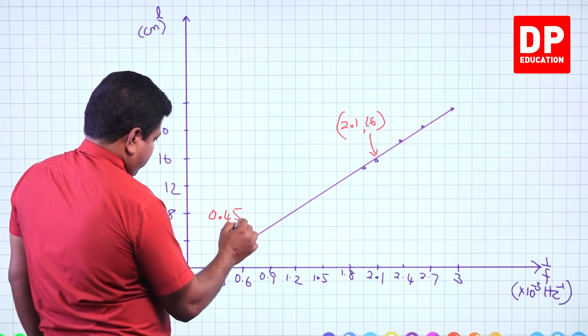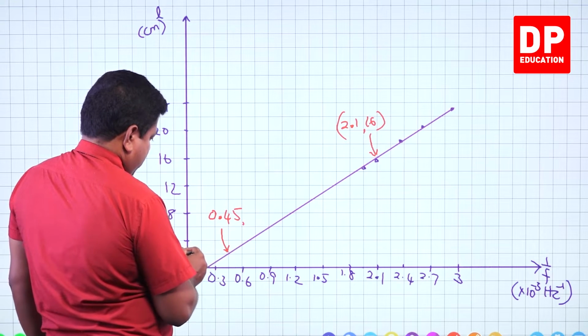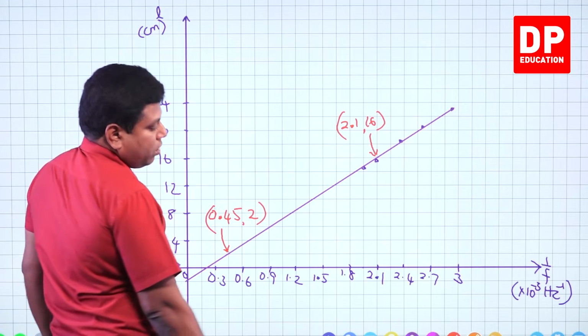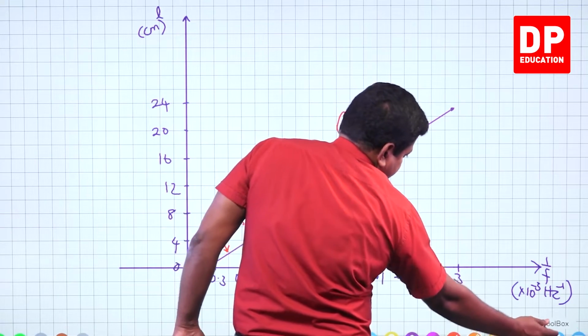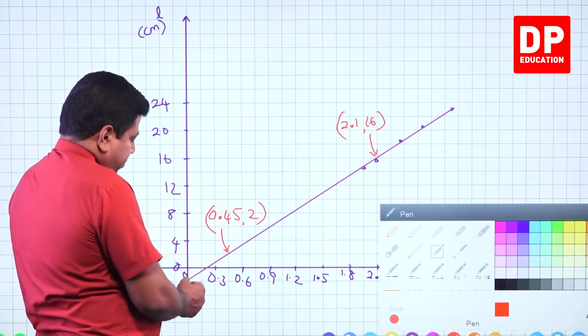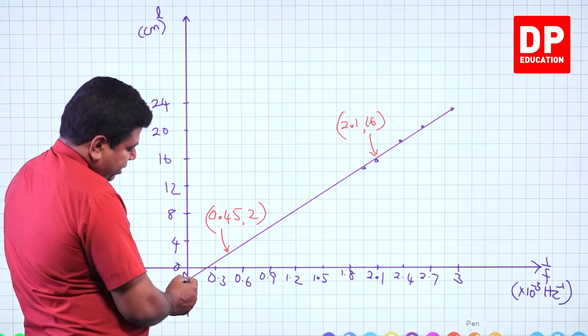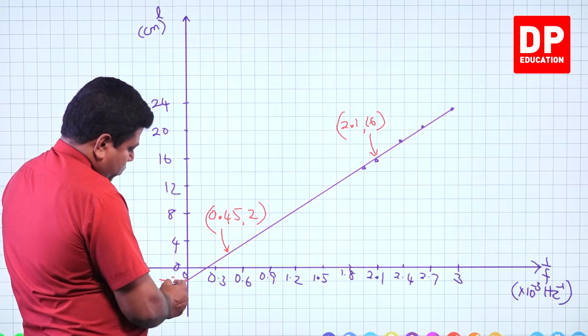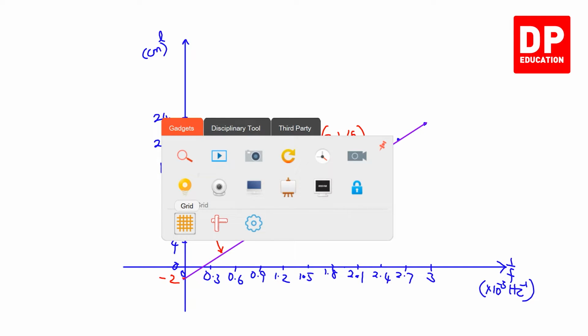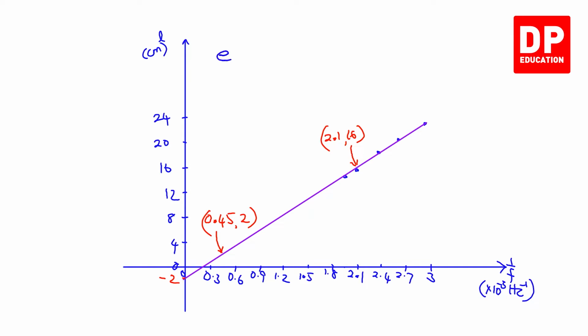0.45 and 2. So let's take the gradient. We'll mark the intercept also. Intercept is almost minus 2, isn't it? E is the value of intercept. Let me put a mod sign to say it's the value of intercept, not the minus sign. So it's 2 centimeters we have got.